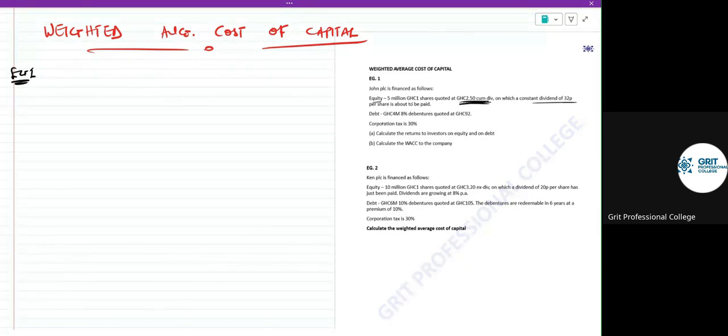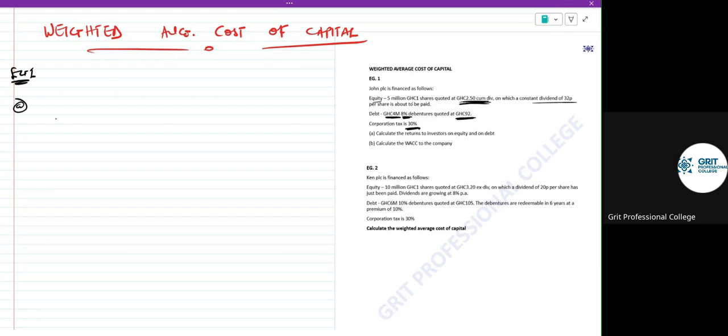Then also the company has debt finance, and that is it has 4 million, and this is again the total nominal or face value of the bond, right? And it has an 8% coupon rate. Now, this debenture is quoted at 92 CDs per bond. So this is the current market value of the bond. So the bond is sold at a discount. All right. Corporation tax is 30%.